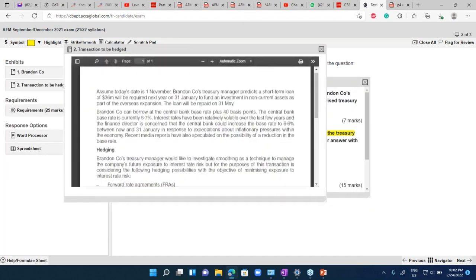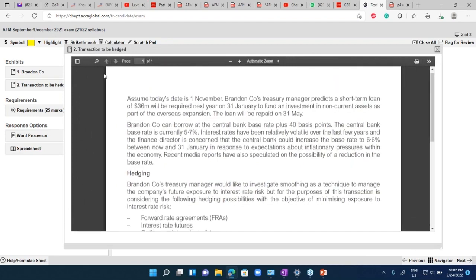Assume that today's date is 1st November. Please highlight this. This is very important. Brandon's Treasury Manager predicts a short-term loan of 36 million will be required on 31st January, to fund an investment in non-current assets as part of overseas expansion. The loan will be repaid on 31st March.